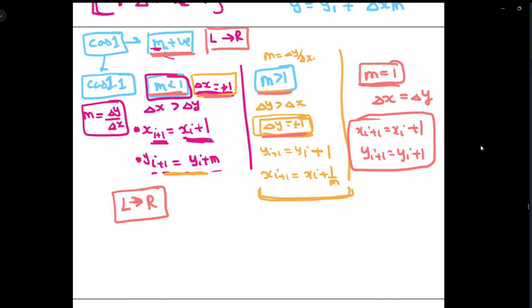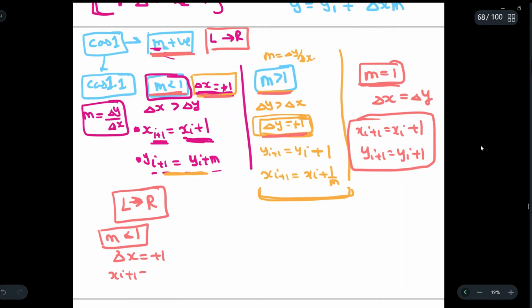And now we will be writing m is less than 1. So over here we consider del x equal to plus 1, and we get the value of xi plus 1 is equal to xi plus 1. Remember that this is in the subscript. And we get yi plus 1 as yi plus m. And this was the first case. Now in the second part, m is positive also. Remember that. These are the two things that we are noting: that we are going from left to right, we are taking m positive.